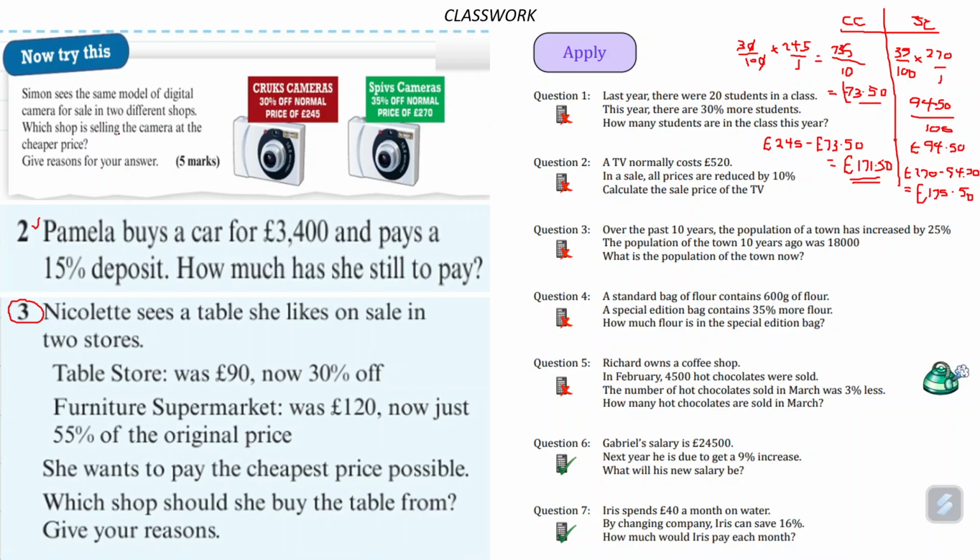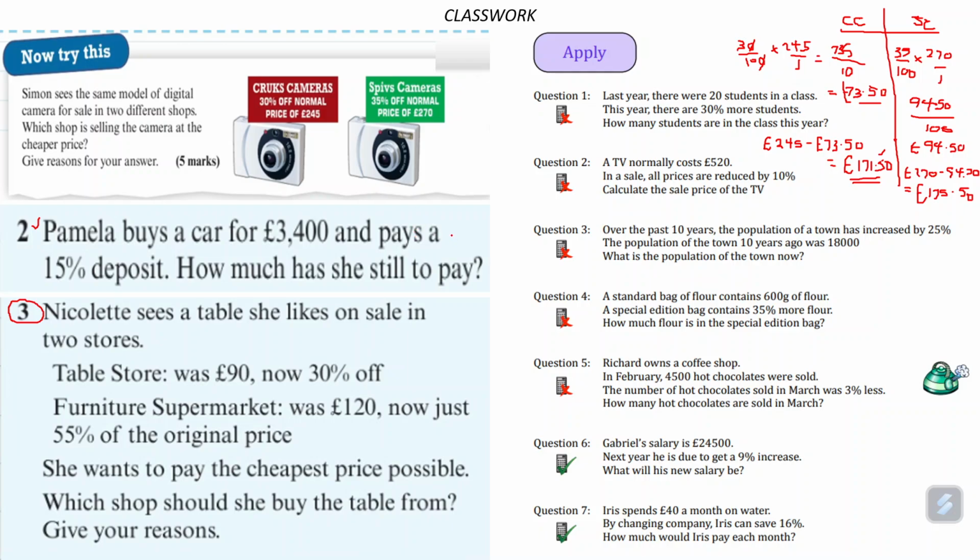So the question says, which shop is selling the camera at the cheaper price? Definitely Cross Camera is selling the digital camera at £171.50. So you and I know definitely Simeon will go for this, reason being that it's the cheaper of the two. So the answer Simeon will go for is £171.50.